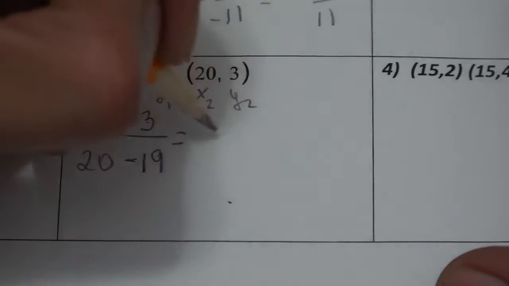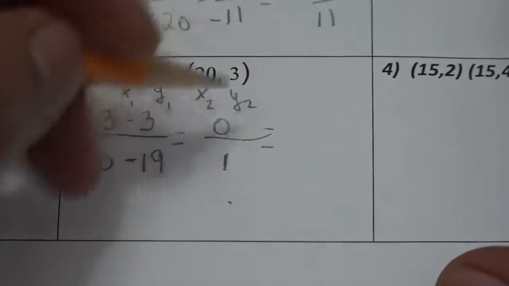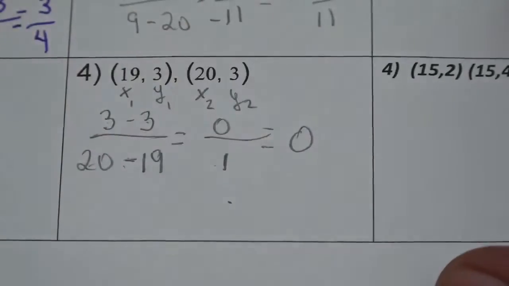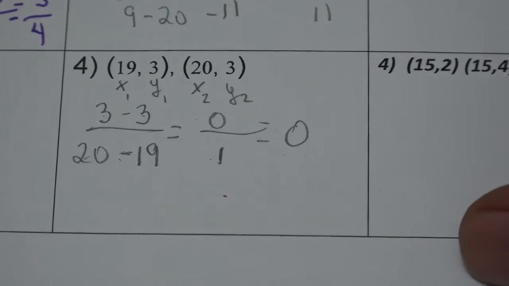Okay, 3 minus 3 is 0. 20 minus 19 is 1. 0 divided by 1 is 0. So the slope is 0.